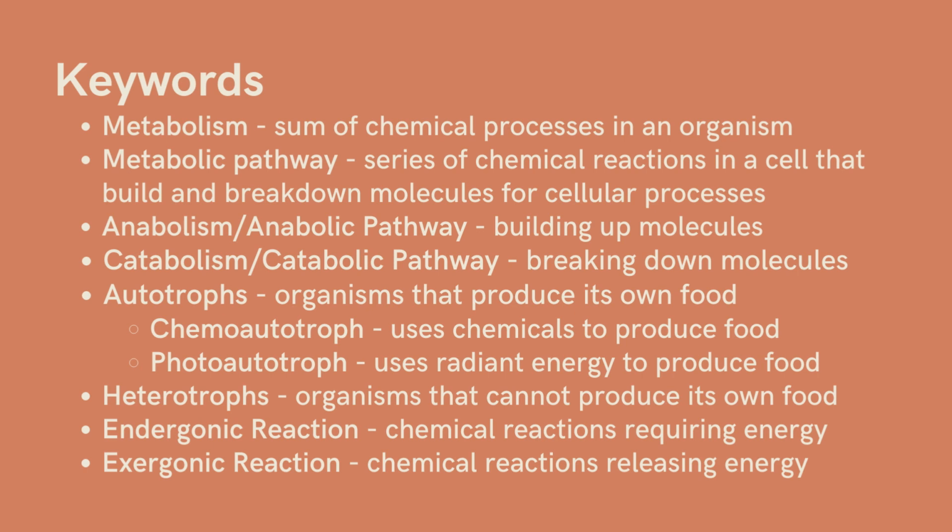Next is metabolic pathway. It is a series of chemical reactions in a cell that build or break down molecules for cellular processes. So these metabolic pathways are involved in building up or breaking down molecules necessary for cellular processes. We have two types of metabolic pathways: anabolism and catabolism. Anabolism is the building up of molecules. Catabolism is the breaking down of molecules.